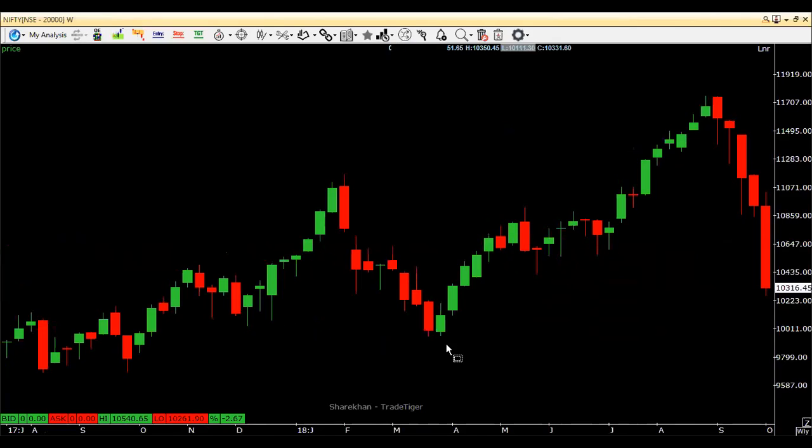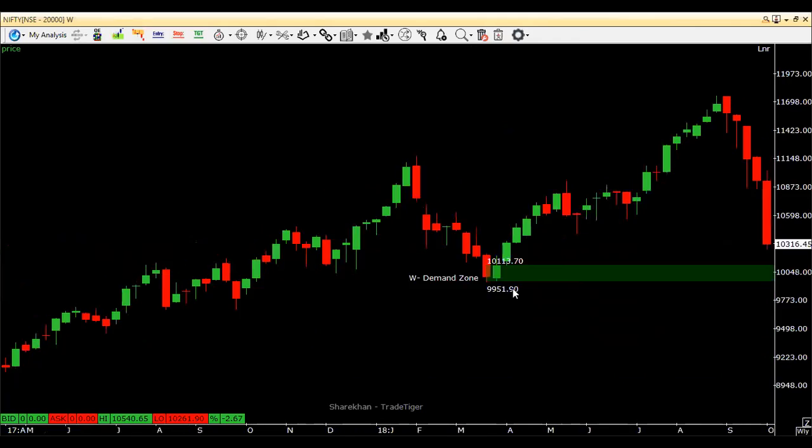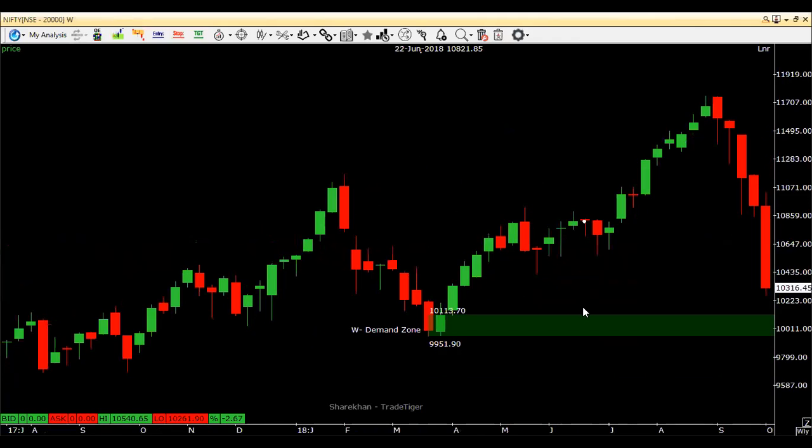So what we see here is a drop, a base, and a rally. So this is another demand zone which is coming up. But since this is only there on a weekly time frame and not there on the monthly time frame, we can consider this to be a speed bump.